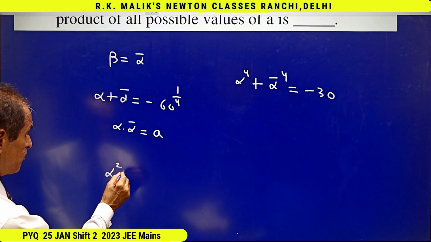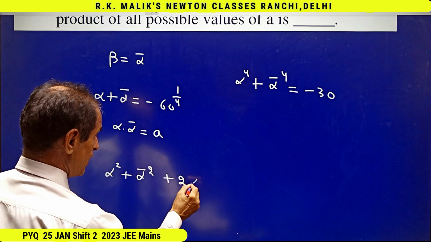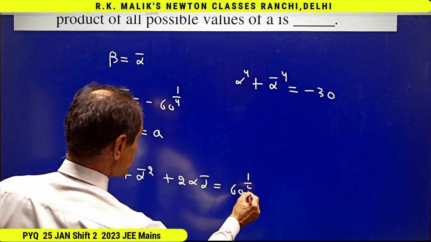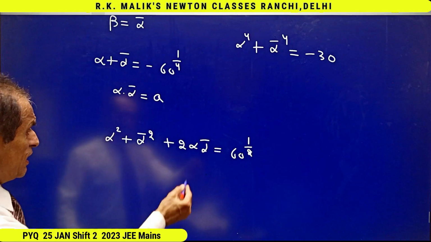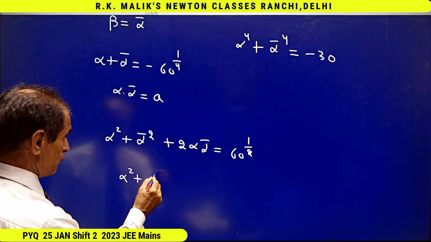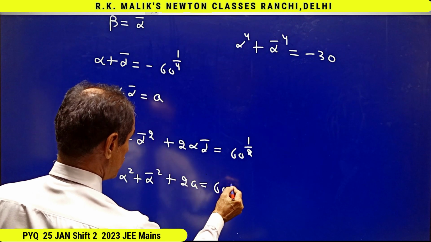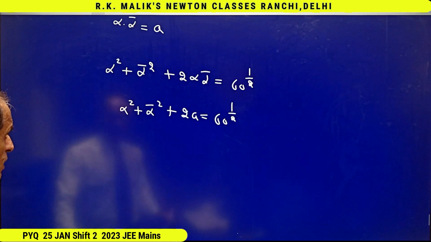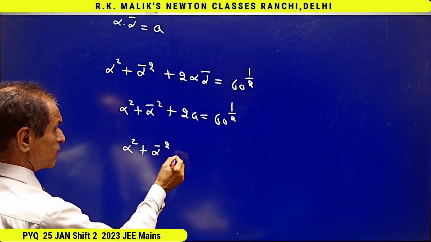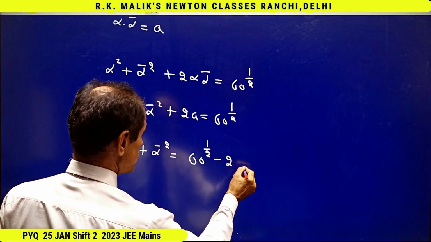I get alpha square plus alpha bar square plus 2 alpha alpha bar equal to 60 to the power 1 by 2. And alpha alpha bar is A. Hence, I get alpha plus alpha bar whole square plus 2A equal to 60 to the power 1 by 2. That is, I get alpha square plus alpha bar square equal to 60 to the power 1 by 2 minus 2A.